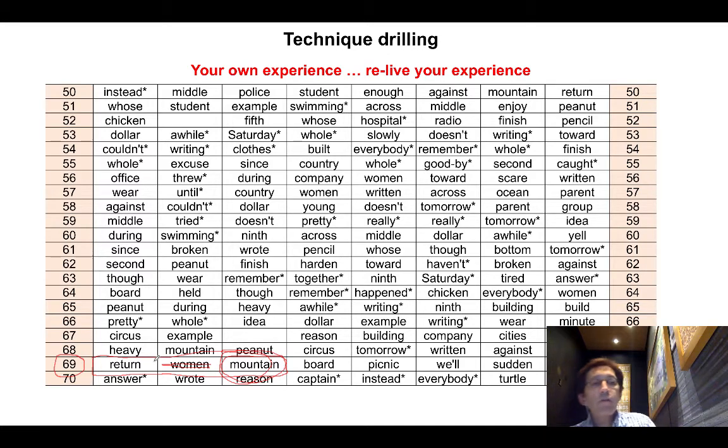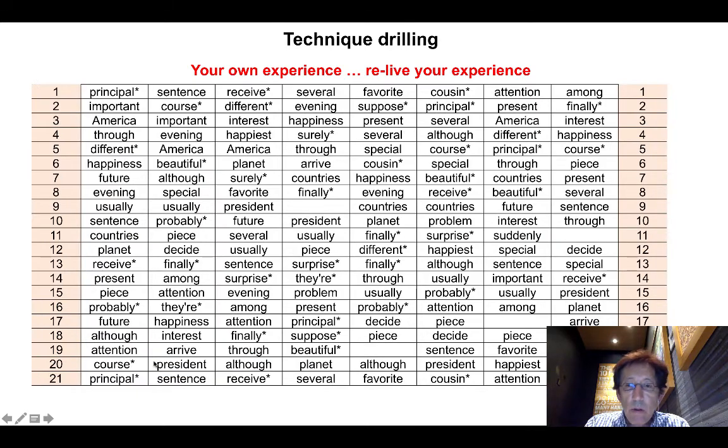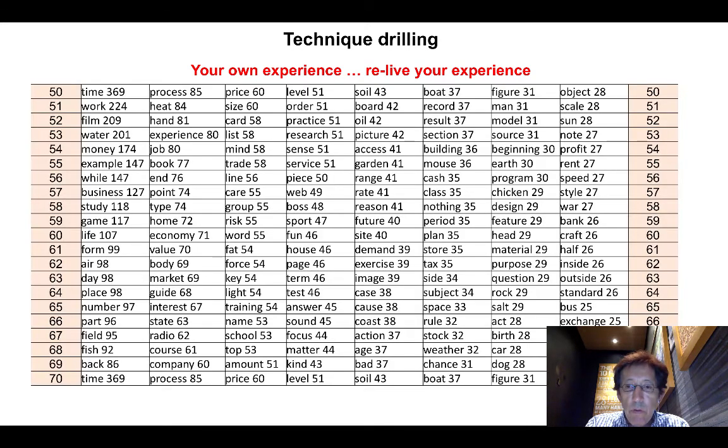Okay, very good, Nadia. That was very good. Okay, let's move on to page 32. So line 59, the first 5 words: game, home, risk, sport, and future.